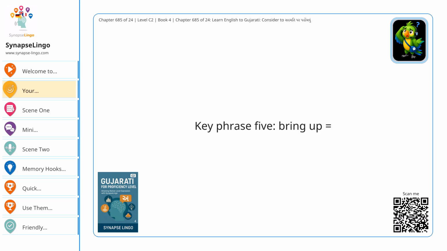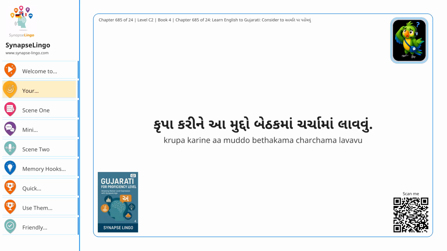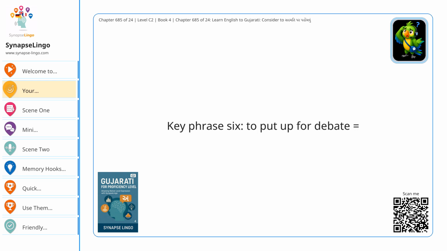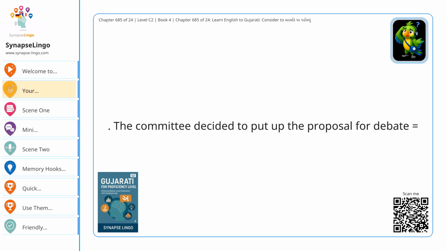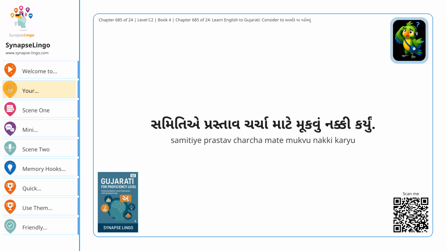Key phrase 5. Bring up equals. ચર્ચામાં લાવવું. Please bring up this issue in the meeting equals. કૃપા કરીને આ મુદ્દો બેઠકમાં ચર્ચામાં લાવવું. Key phrase 6. To put up for debate equals. ચર્ચા માટે મૂકવું. The committee decided to put up the proposal for debate equals. સમિતિએ પ્રસ્તાવ ચર્ચા માટે મૂકવું નક્કી કર્યું.